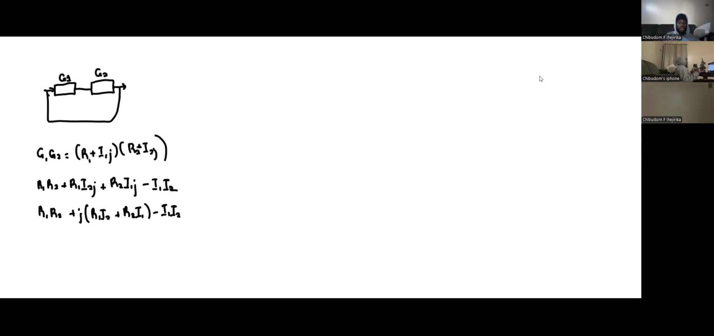Now we can go ahead and find what our amplitude ratio is in this case. When we're grouping like this, the J terms are with the J, and we have what's separated from the normal variables. When we put that together, the real part is R1 R2 minus I1 I2. Then we have the J term, R1 I2 plus R2 I1.